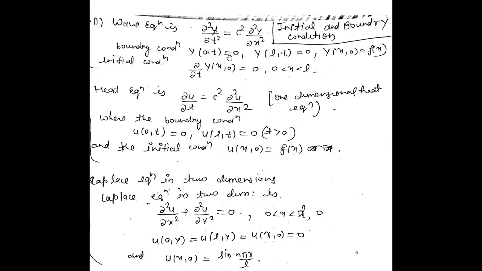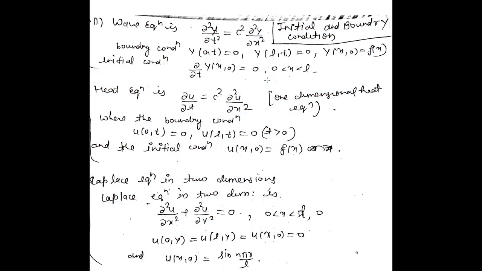At x is equal to 0, our solution will be 0. At x is equal to L and t is equal to t, our solution is 0. At t is equal to 0, our solution is a function here. And the initial condition is the derivative of y at t is equal to 0 is 0, for 0 less than x less than L, right? So this is your wave equation with initial and boundary conditions.